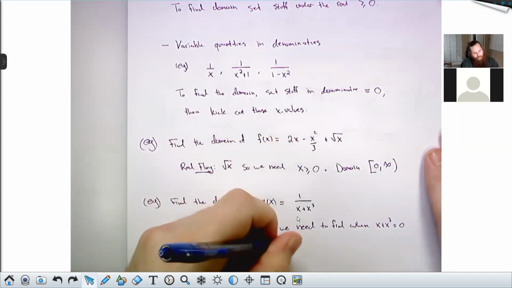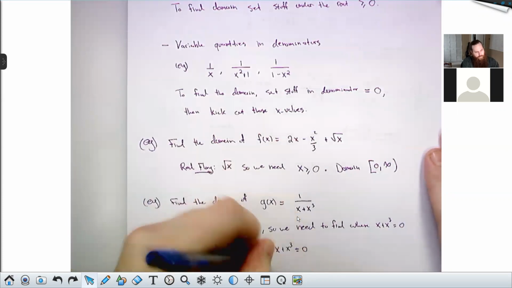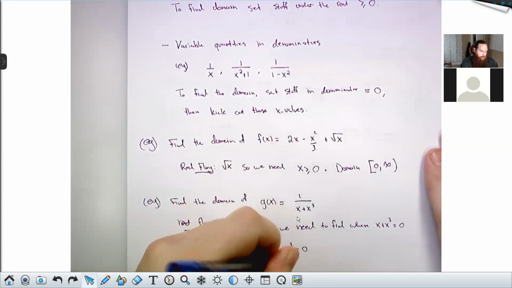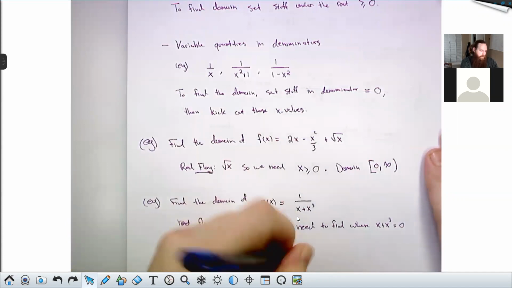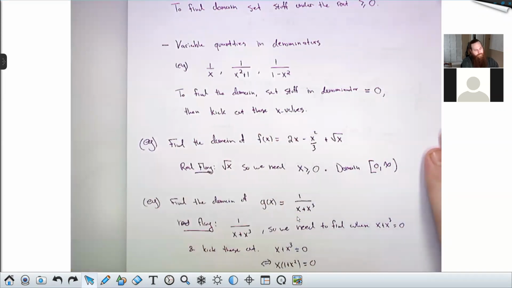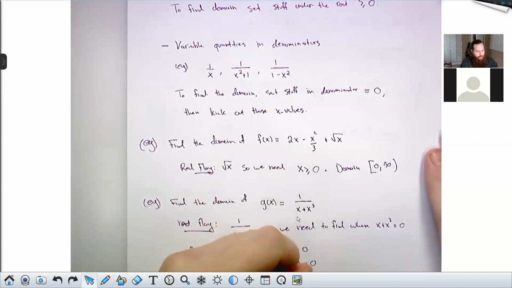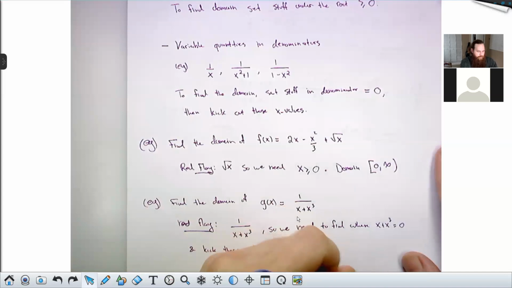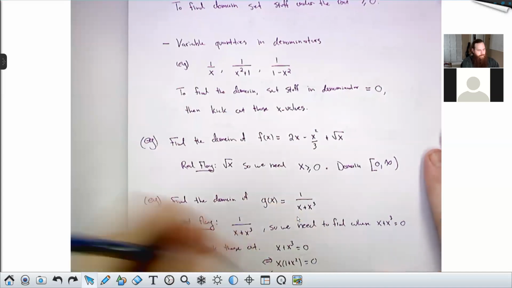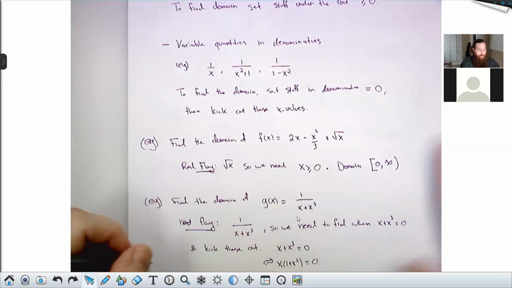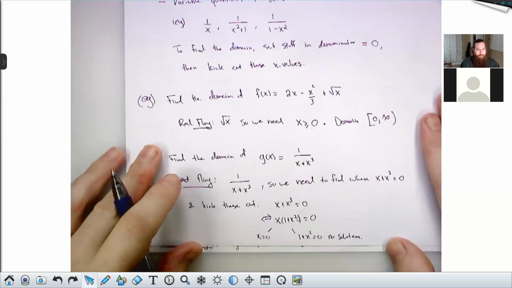X plus x cubed is equal to 0 is the same as saying you can factor out x: x times (1 plus x squared) is equal to 0. This means either x is 0 or 1 plus x squared is equal to 0. 1 plus x squared is never 0 though. This has no solutions. So 0 is the only problem. So our domain is everything but 0.